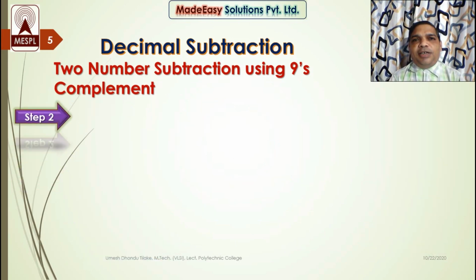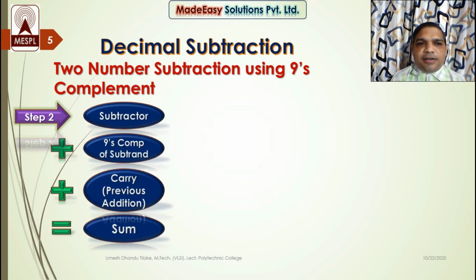Our step 2 is to add the 9's complement of the subtrahend we got in step 1 to the subtractor. So basically I have to perform an addition over here: subtractor plus 9's complement of the subtrahend. If carry is there, I have to add the carry also because it is an addition process. And finally I will get a sum over here. And this sum is basically a difference.